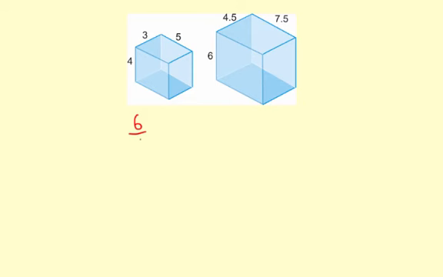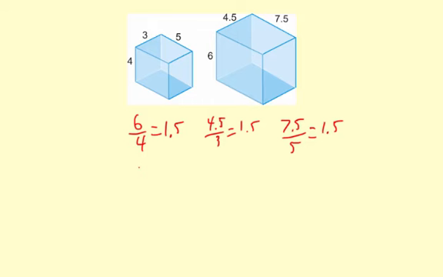So 6 to 4 is 1.5. 4.5 to 3 equals 1.5. 7.5 to 5 also equals 1.5. So these are similar solids. Now I went ahead and calculated the surface area and volume for each solid.